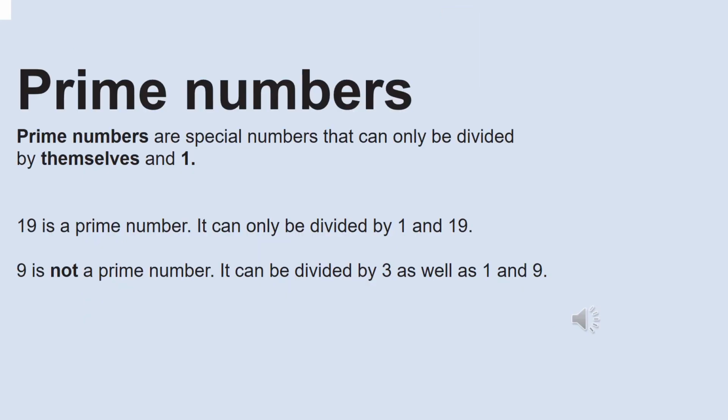Prime numbers are numbers that can only be divided by themselves and 1. So they only have 2 factors, 1 and themselves. So for example, 17, the only factors are 1 and 17. A number like 9 is not a prime number because it can be divided by 3. 3 times 3 is 9.